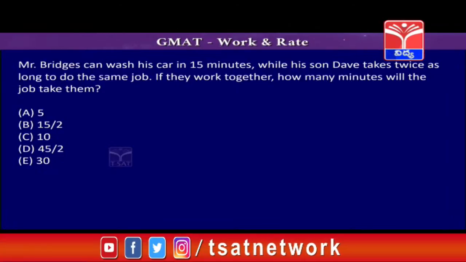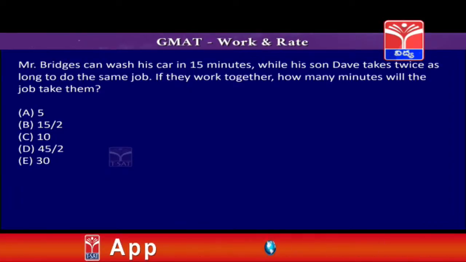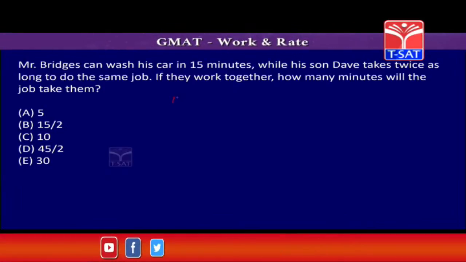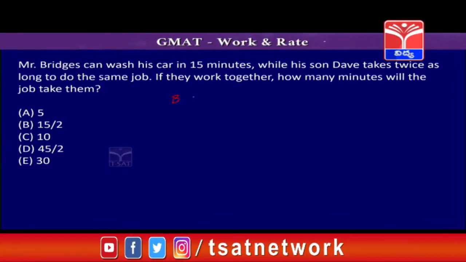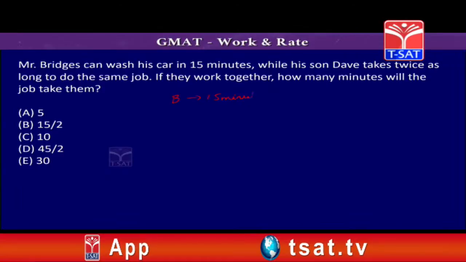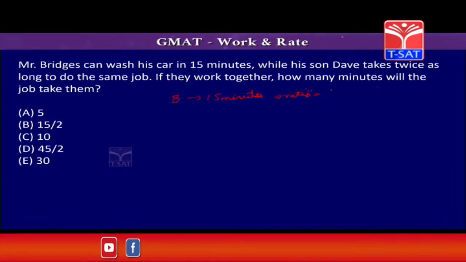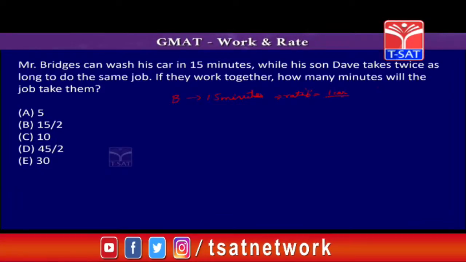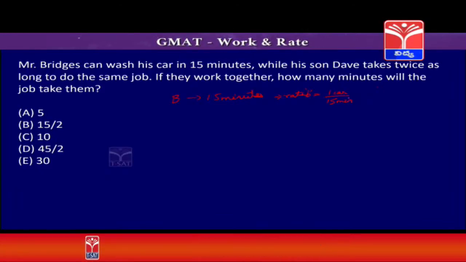Mr. Bridges can wash his car in 15 minutes while his son Dave takes twice as long as him to do the same job. If they work together, how many minutes will the job take them? Okay, so let's say Mr. Bridges is B. B takes 15 minutes to wash the car. So the rate of B, small b, becomes 1 car washed in 15 minutes divided by 15.